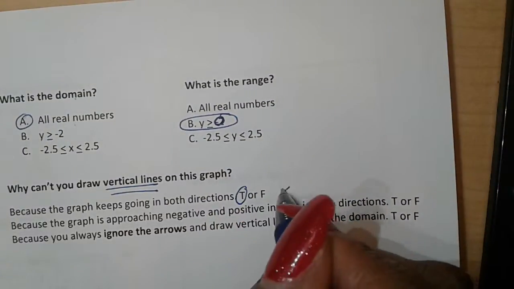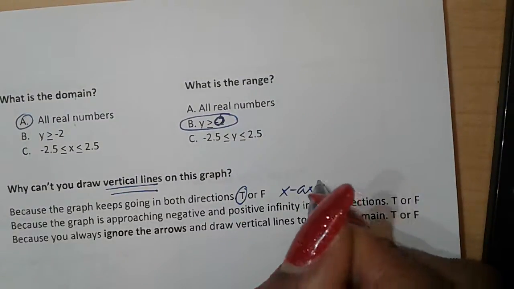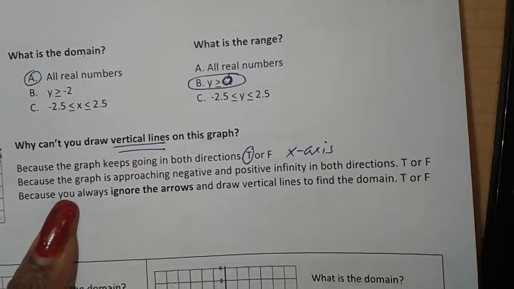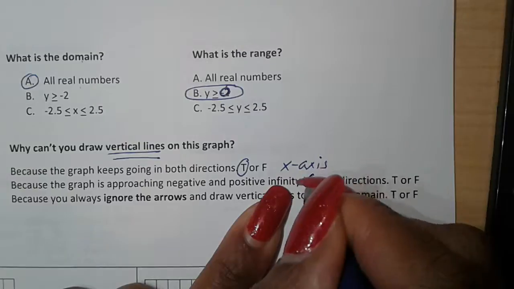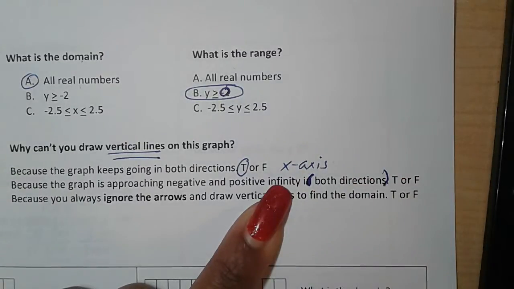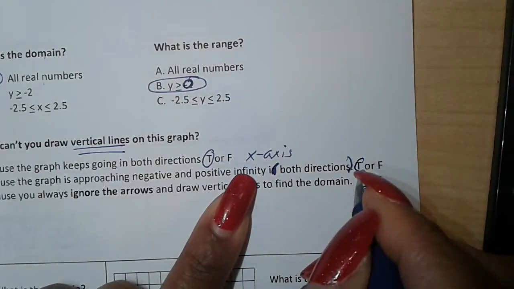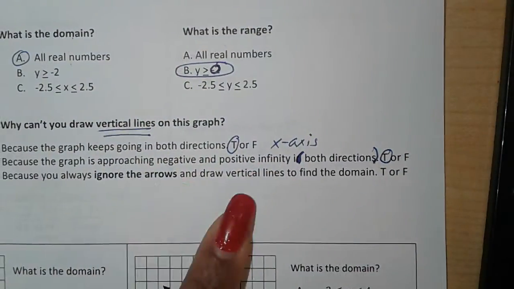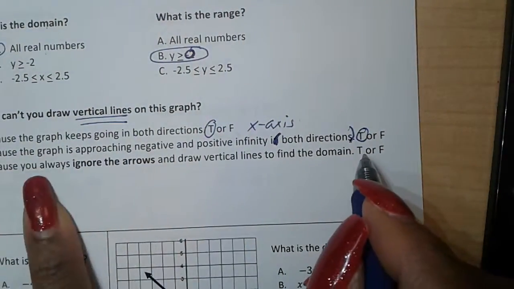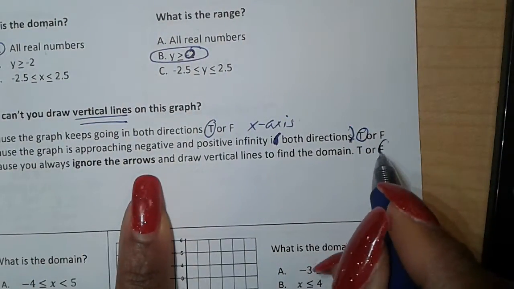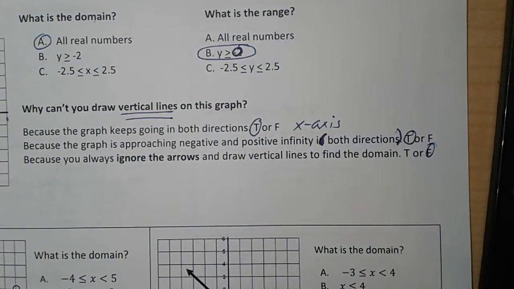That's a true statement because we're talking about the x-axis. Because the graph is approaching negative and positive infinity. Remember, that means you're going in both directions. Is that true for the x values, the vertical lines? Of course it is. Do you ignore the arrows? No, never. So, because you always ignore the arrows, false statement.